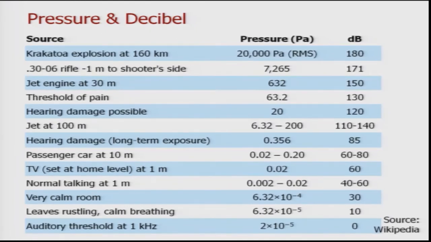We may have damage to our ears if we get exposure to sound on a long term basis, if the decibel level exceeds 85. Immediate damage can occur if the decibel level exceeds 120, and the pain starts happening at 130 decibels. But once again, the pressure range is linear, the decibel range is non-linear. So, small changes in decibel level mean large changes in pressures. This is important to understand.